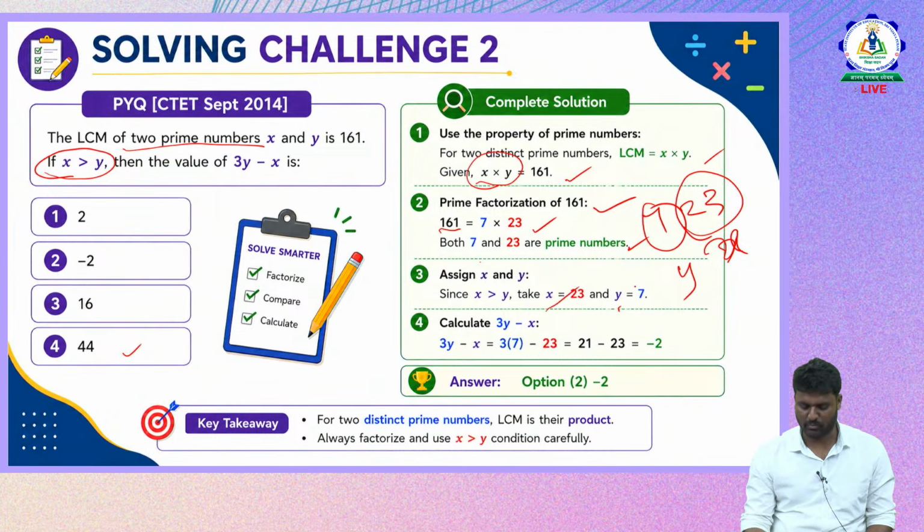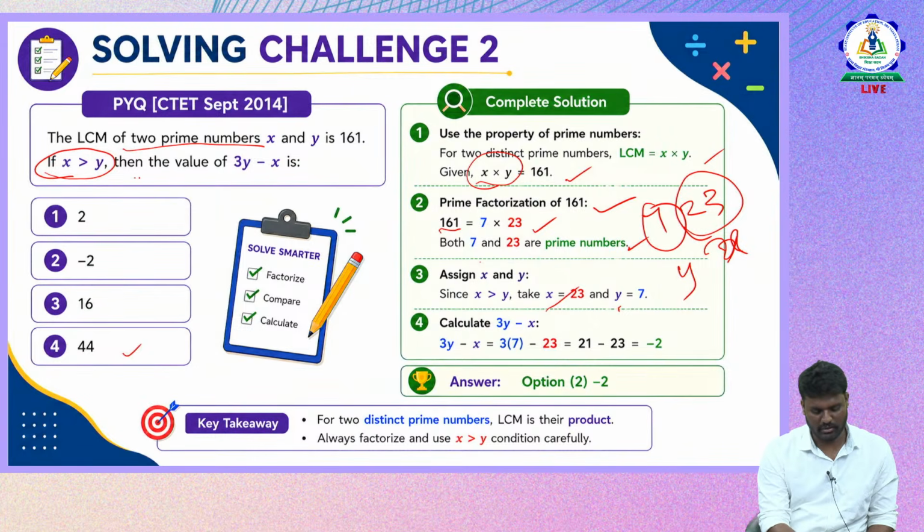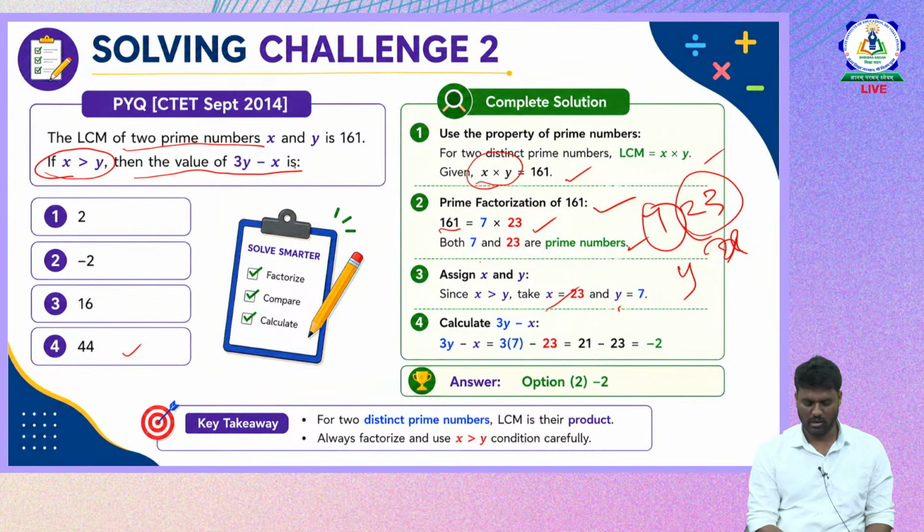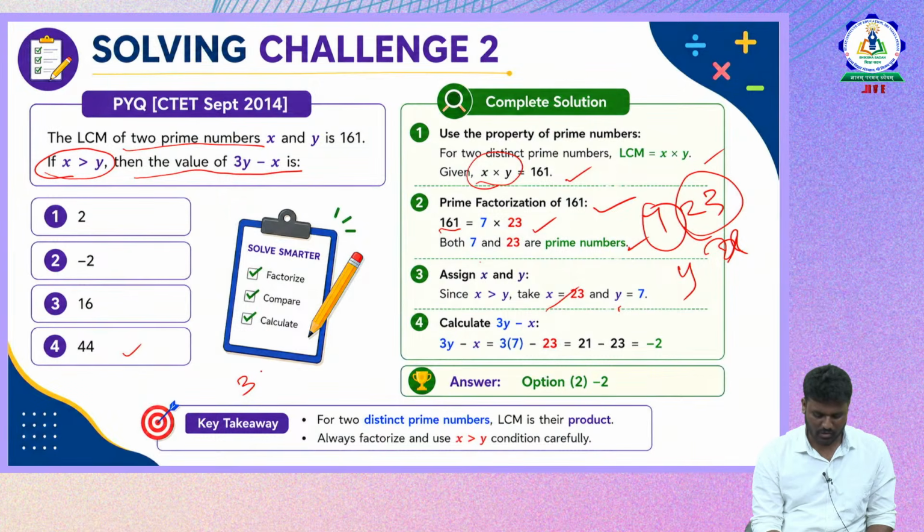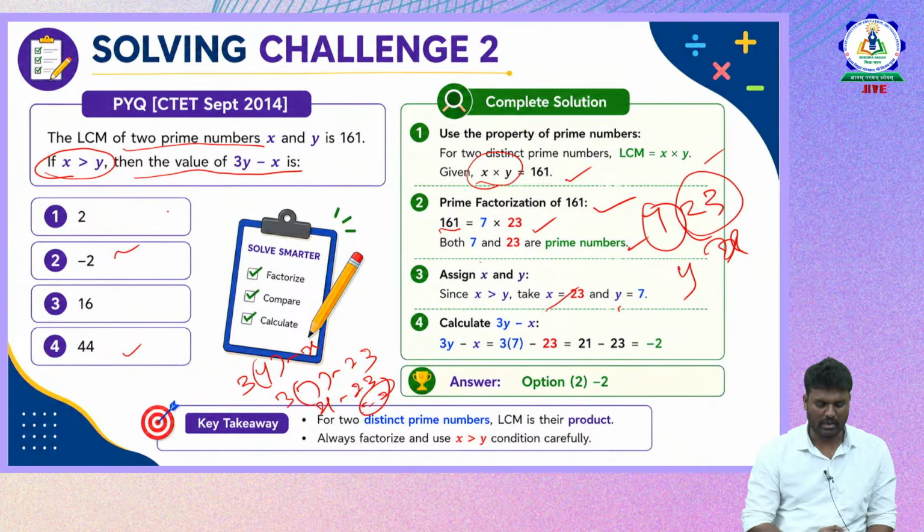Now we need to find the value of 3y minus x. Applying the values, 3 into 7 minus x, and x here is 23. 3 times 7 is 21, and 21 minus 23 becomes -2. Option 2 is the correct answer.